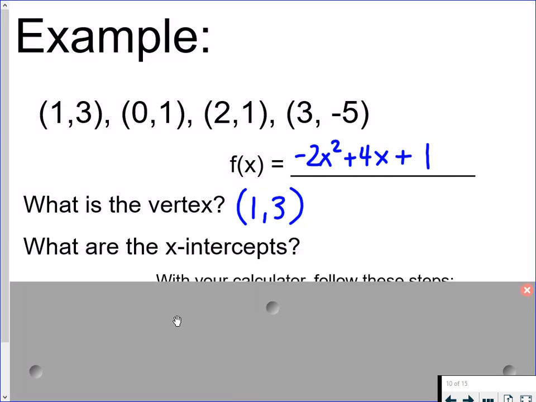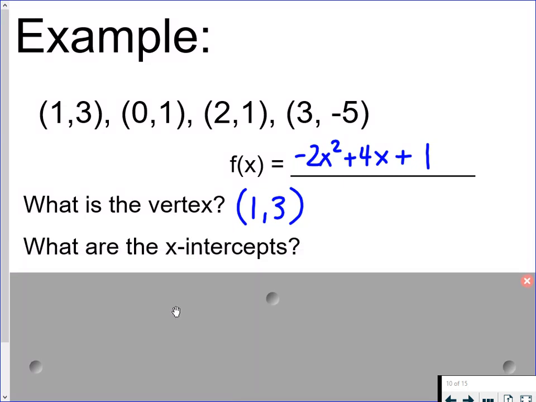So now it asks us the question, what are the x-intercepts? Who remembers what an x-intercept is? Anthony? Isn't it where the line passes the x, like where x is here? Yeah, good job, Anthony.